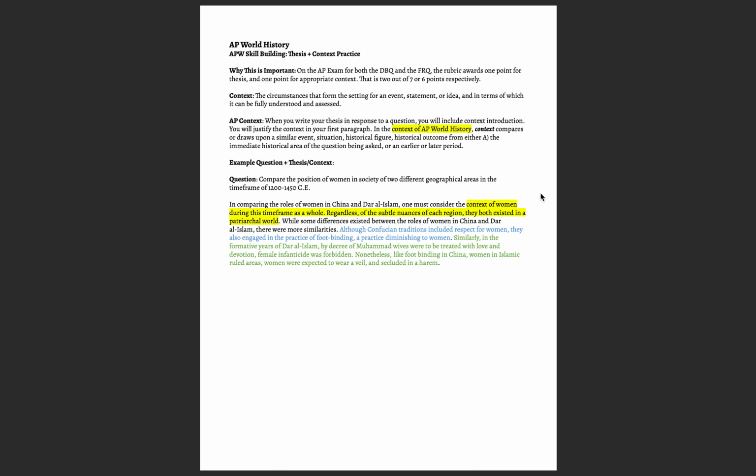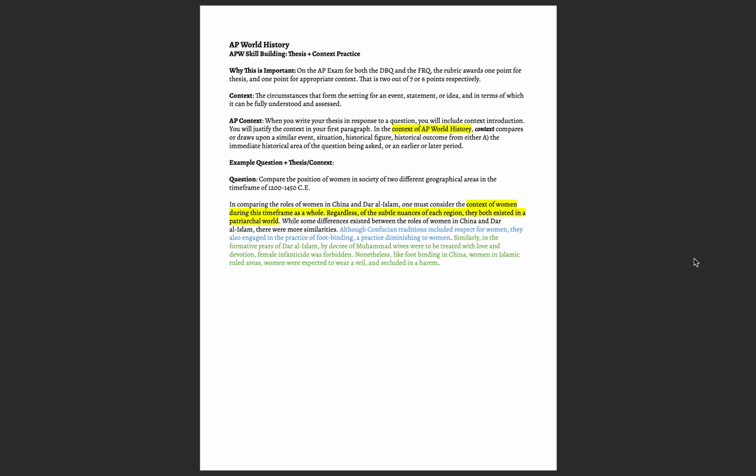The second one I want to look at is using a thesis and also context practice. So remember, this is the other point from your DBQ or FRQ. So this is 2 points. Getting a strong thesis, which organizes your paper, as well as a strong context, will help you get 2 out of those 7 or 6 points.